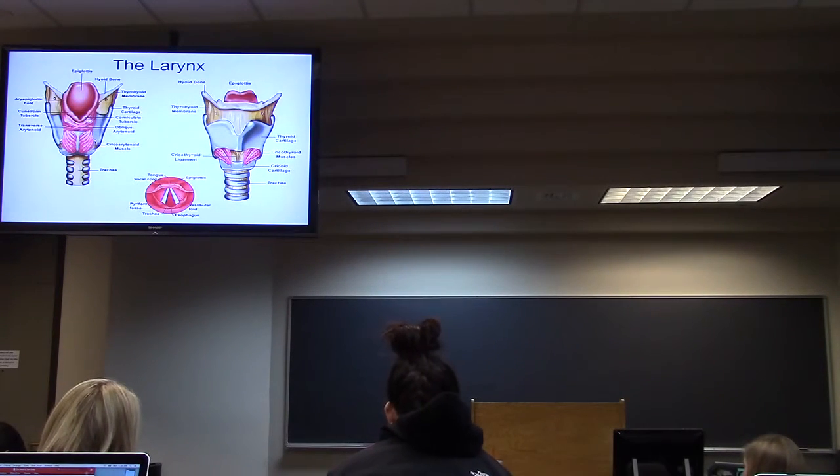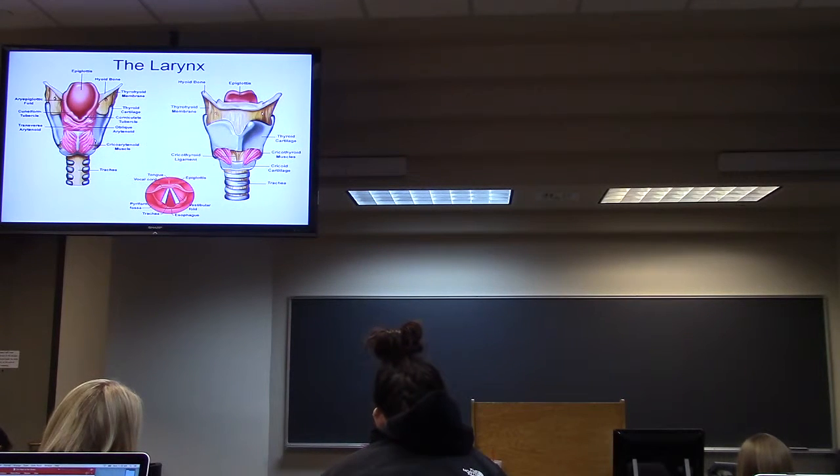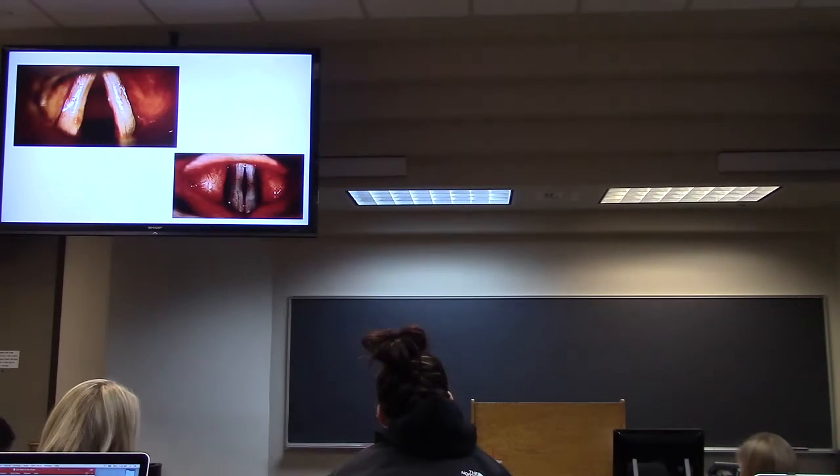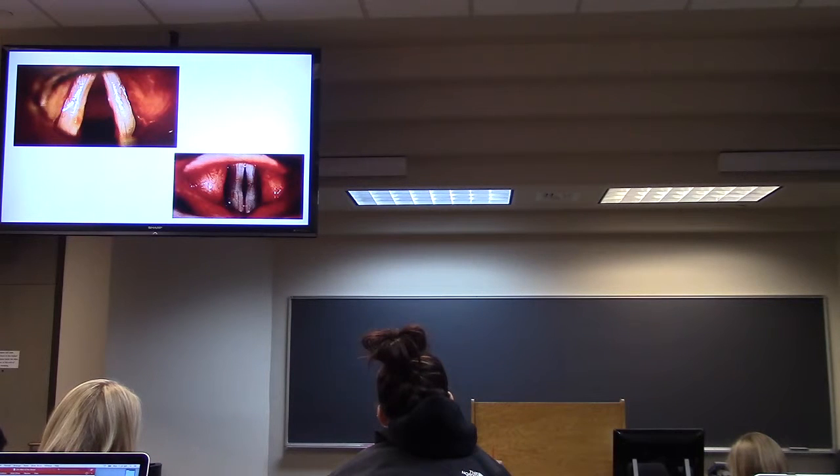Disorders of the larynx. So larynx is the voice box. The bottom picture is really the best picture to look at. So you can see the vocal cords. This is looking at, so the very top is the tongue, and then you have the epiglottis, and then the vocal cords, and then where the esophagus is at the very bottom. So this is the vocal cords here.